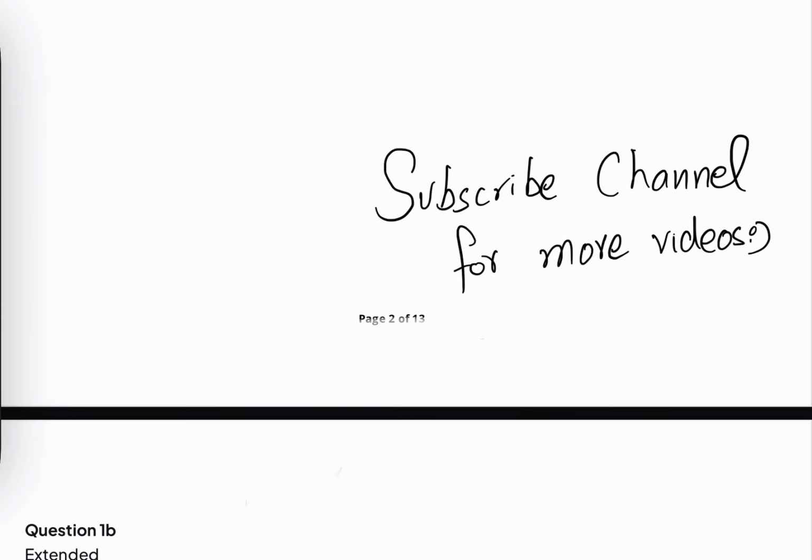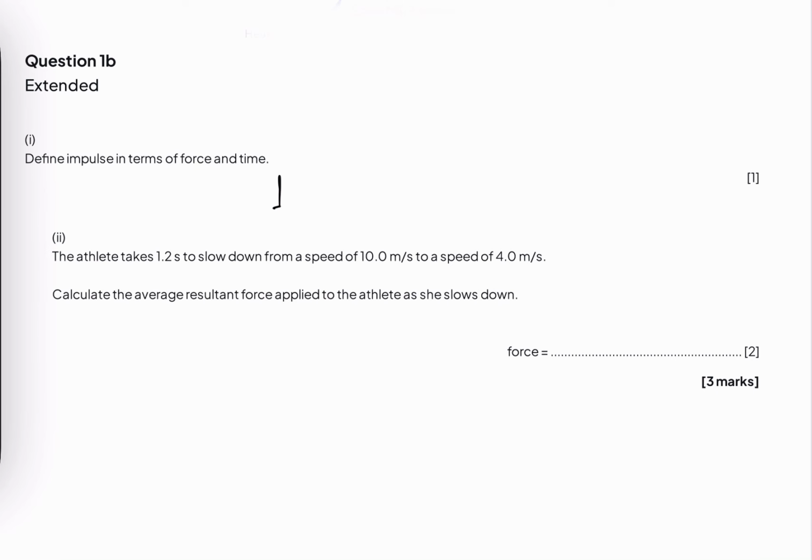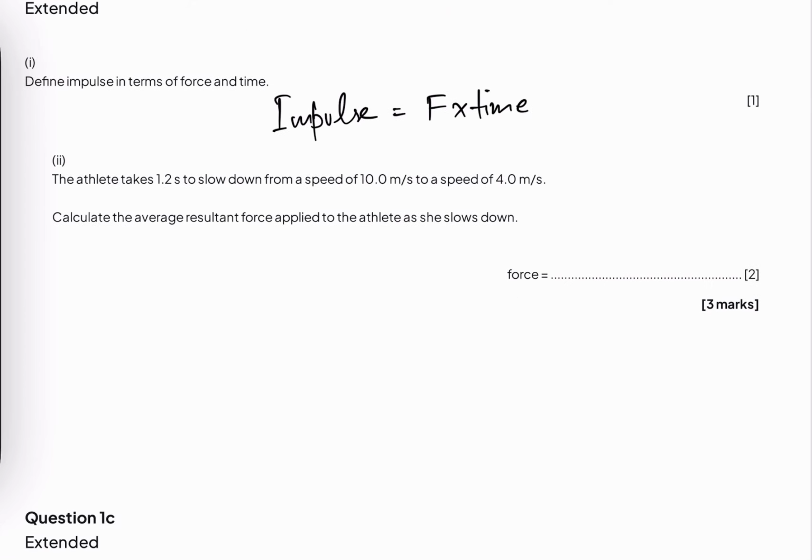Okay, in the B part, define impulse in terms of force and momentum. So you can simply write down the equation. Impulse is the product of force and time. Second part, the athlete takes 1.2 seconds to slow down from a speed of 10 to 4 meters per second. Calculate the average resultant force.